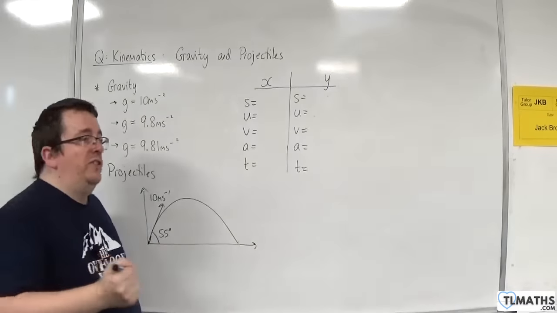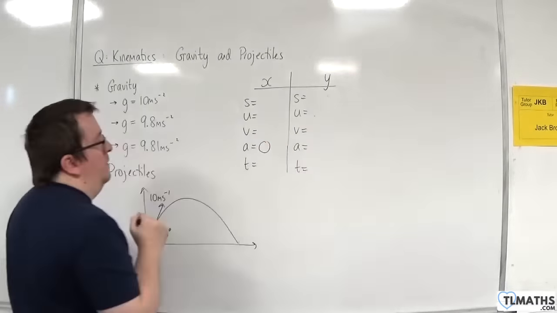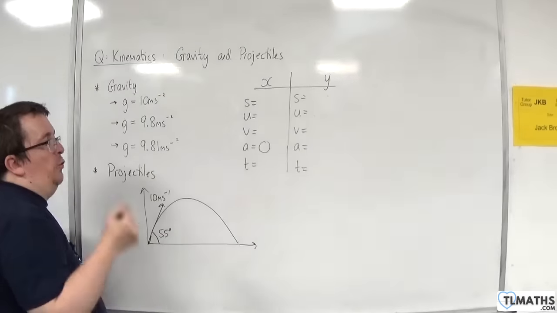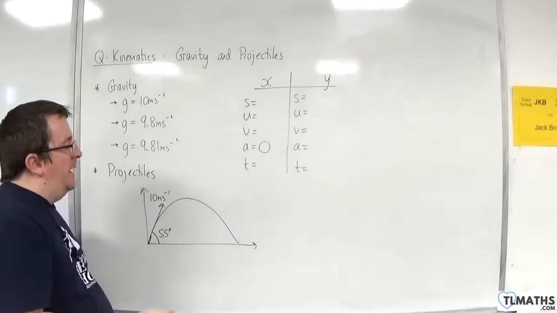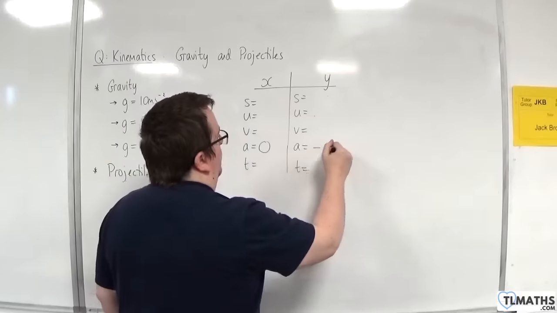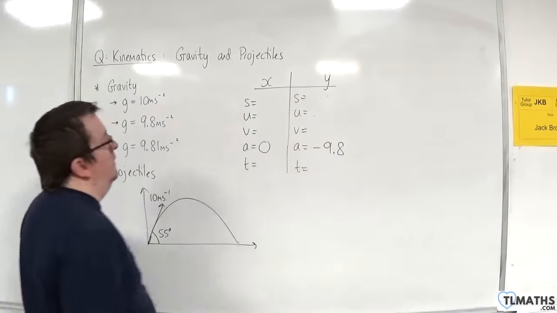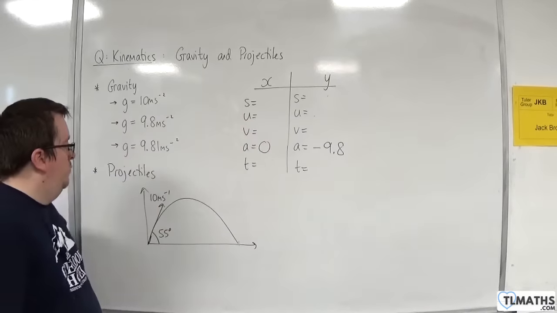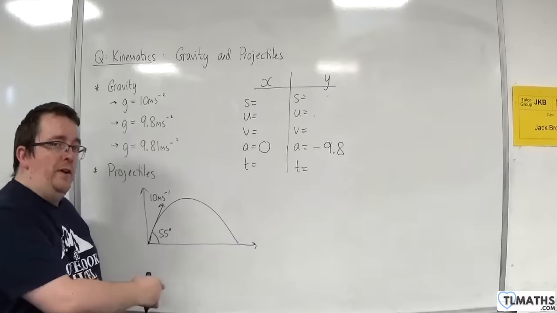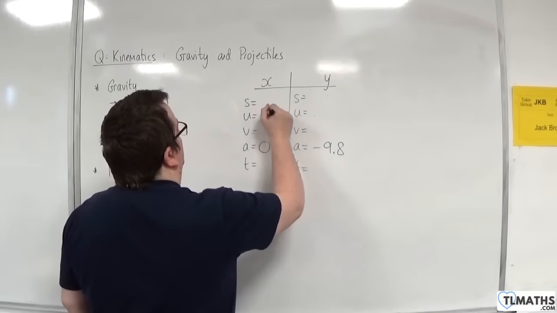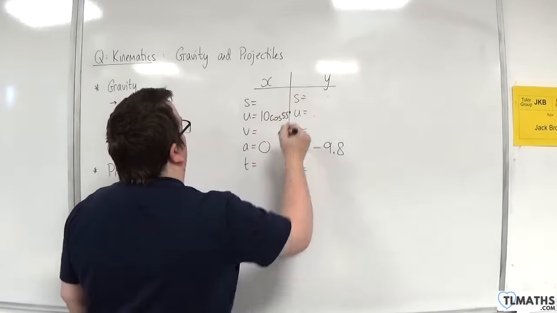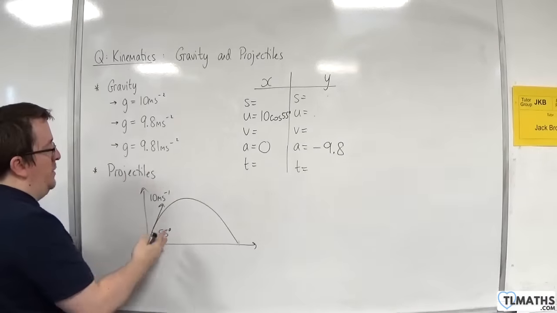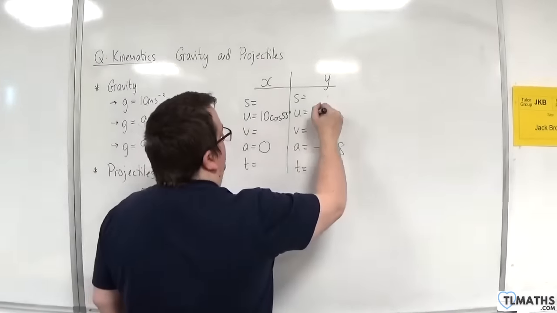Okay, so the horizontal acceleration is always zero. The vertical acceleration is always minus g. Okay, so let's say we're using minus 9.8. Then u in the horizontal direction will be 10 cosine 55. And u in the vertical direction will be 10 sine 55.